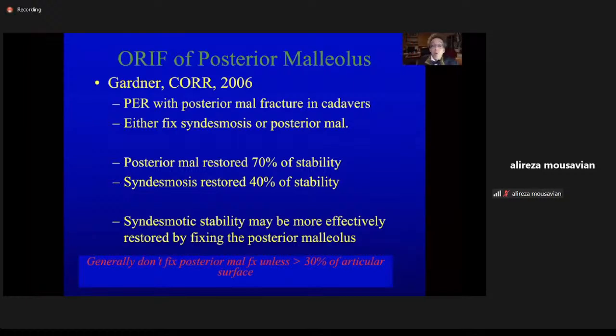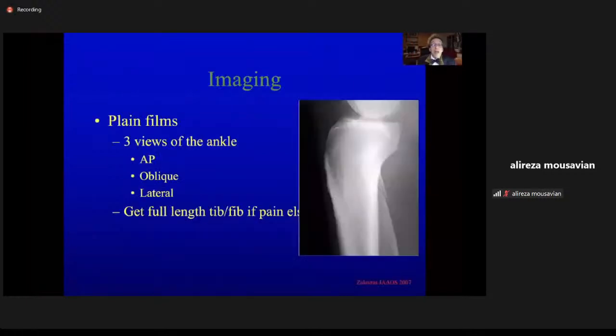And the syndesmosis was not even as effective as that. So we do recommend strongly looking for that posterior malleolus and fixing it. Now, how do we make the diagnosis of a syndesmotic injury? Plain films can be helpful, but make sure you get full-length films looking for a proximal fibula fracture or a mid-shaft fibula fracture, what we call the Maisonneuve.